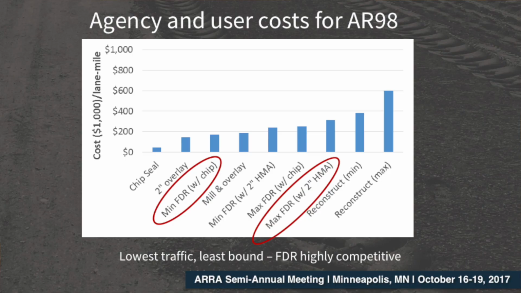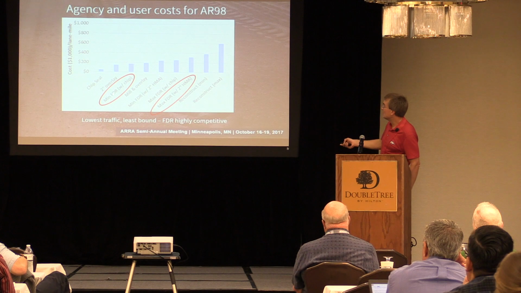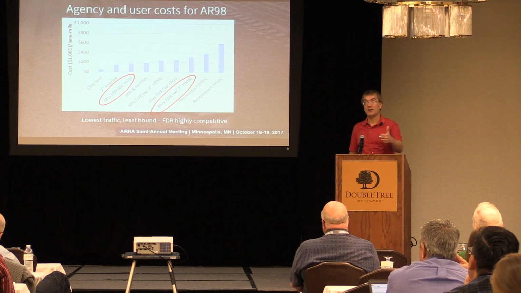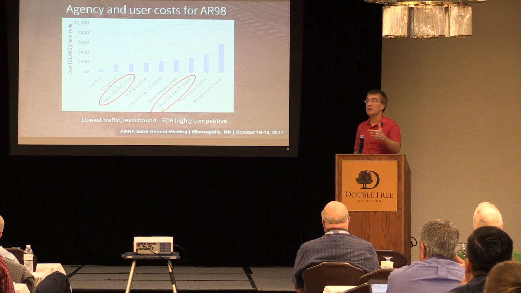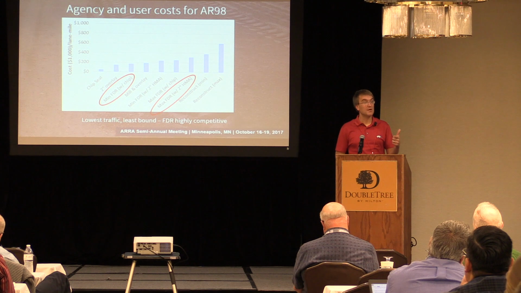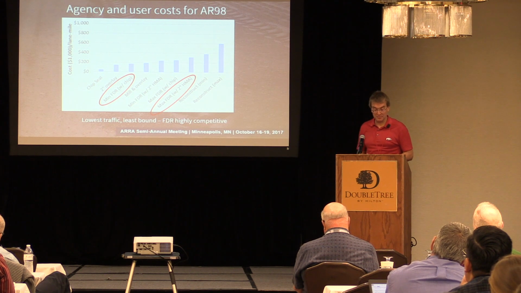So in order to highlight two things on this slide, this is what ARRA was very interested in: full depth reclamation is very competitive. In fact, if you do the minimum reclamation depth of 6 inches and you put a chip seal on there, that is cheaper than milling and overlaying Arkansas 98. So this is the lowest traffic volume and the thinnest pavement layer, and FDR is actually cheaper than doing a mill and fill. So this is a great alternative on this lower volume, thinner road.